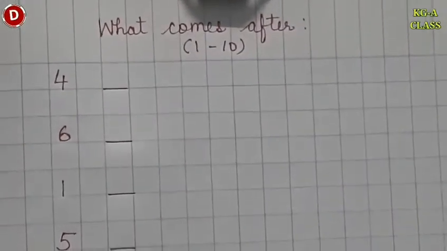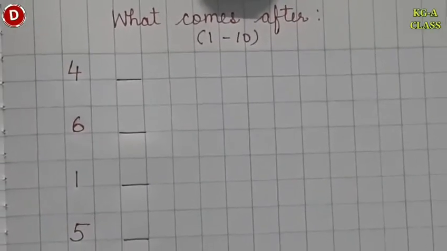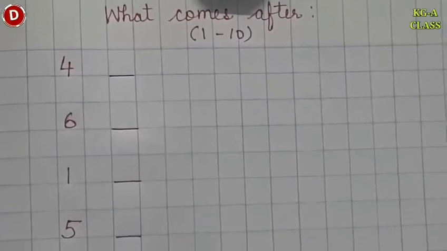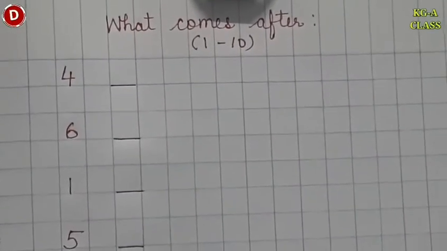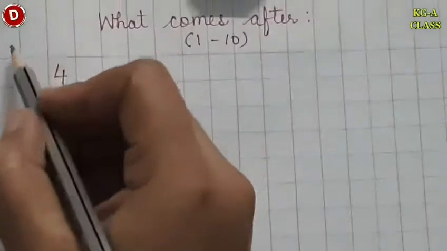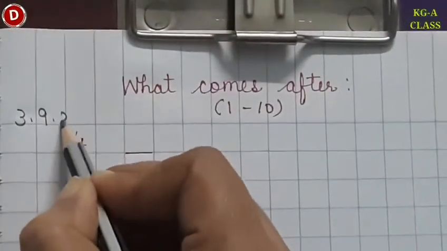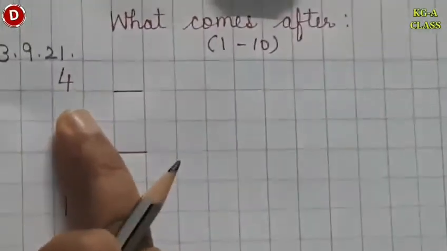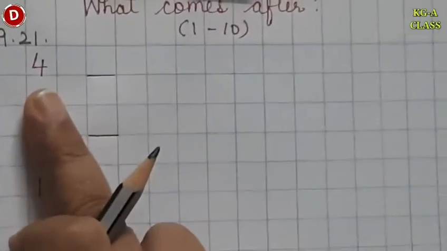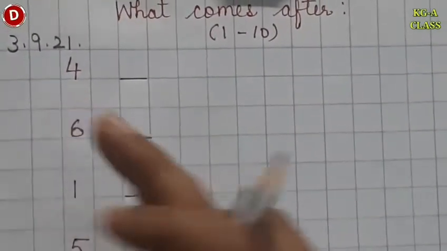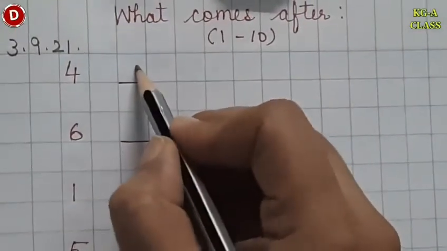Children, now let's write numbers. What comes after, the concept of what comes after, which I taught you on the board. And now we will do the same thing in the notebook. So let's start, children. First we will write today's date. Today is 3rd September 2021. Children, the first number, as you can recognize, is number 4. What comes after 4, children, in the counting? After 4 comes 5. So you have to write 5 here.